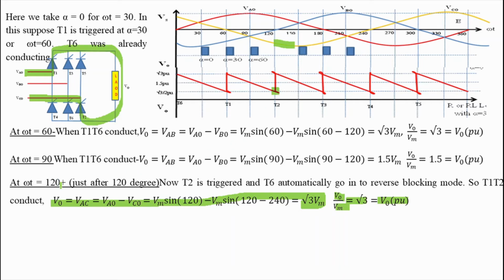after 120 degree. It means, if you see at this point, here T1 and T6 were conducting, and if we trigger thyristor T2 at this point, that is omega t equal to 120 degree, then after omega t equal to 120 degree, T1 T2 will conduct.